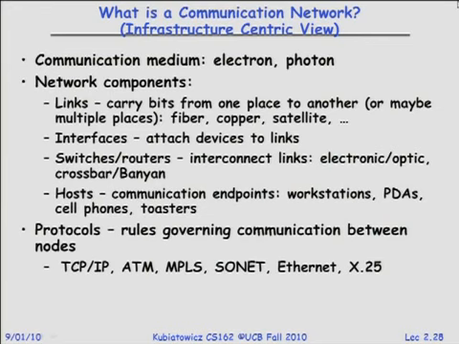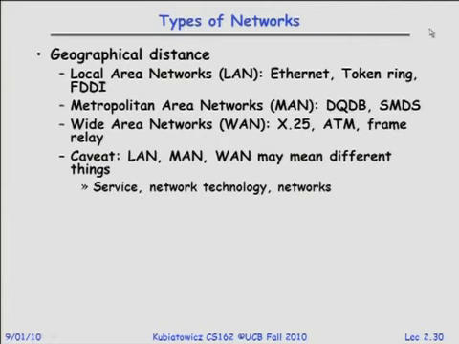Here's some network components. Links are things like fibers, interfaces are cards, switches look like this, big boxes. So what are some types of networks? Of course, we have local area networks, LANs, metropolitan area networks, MANs, which you probably haven't heard of that much, wide area networks, WANs. Basically they're distinguished by what they carry. Okay, we'll talk more about that later.